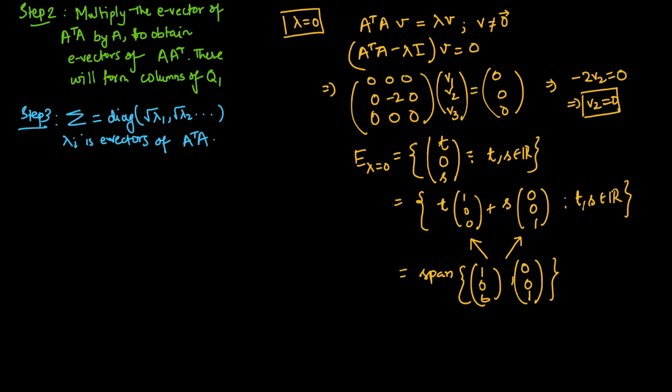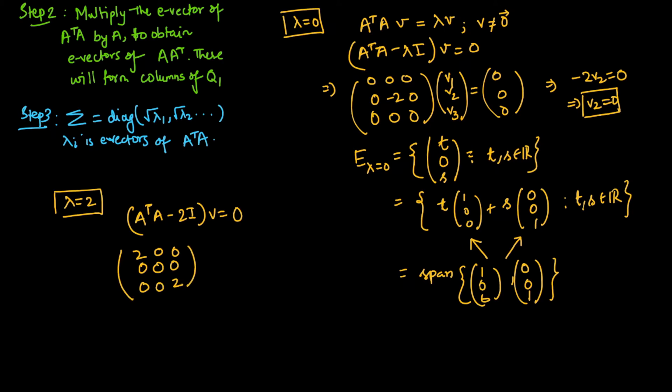Now let's continue with the problem. Now we have to find eigenvectors corresponding to the next eigenvalue, which is lambda equal to 2. So again, we will do A transpose A minus 2 times the identity matrix, multiplied by V, should be equal to 0. We have to find V. This will be equal to 2 0 0, 0 0 0, and 0 0 2. Right?